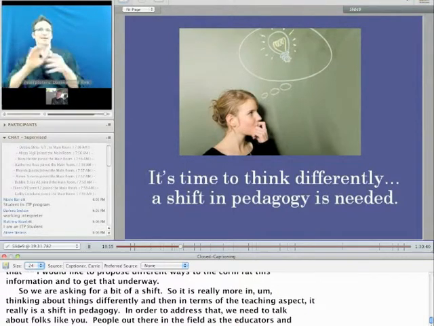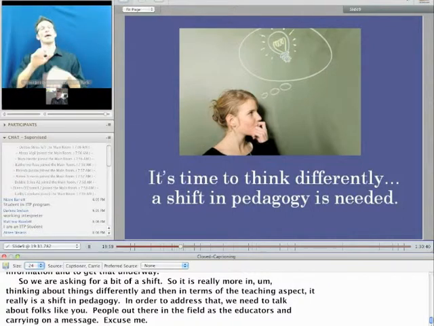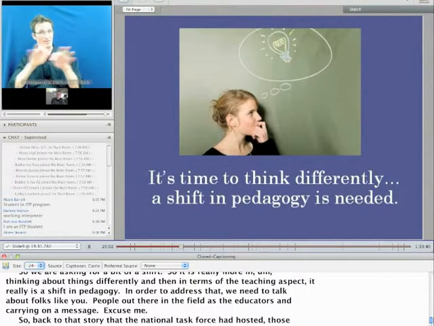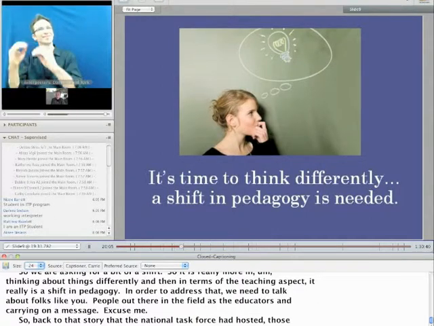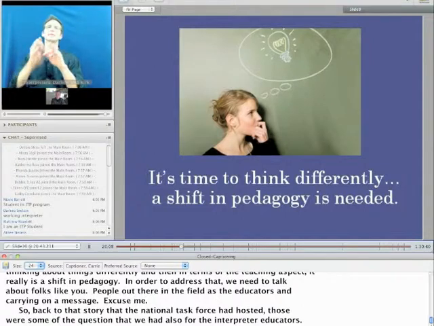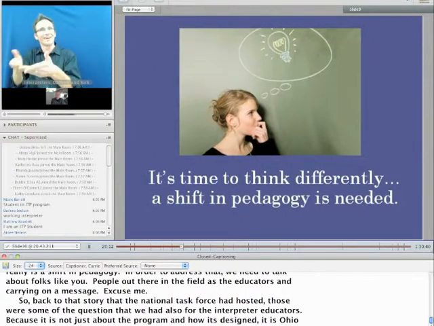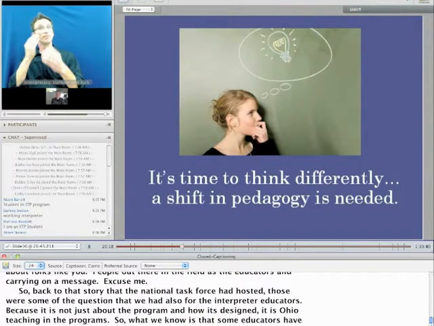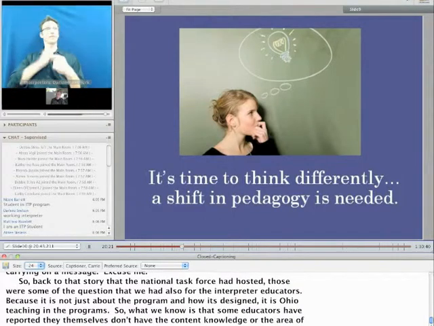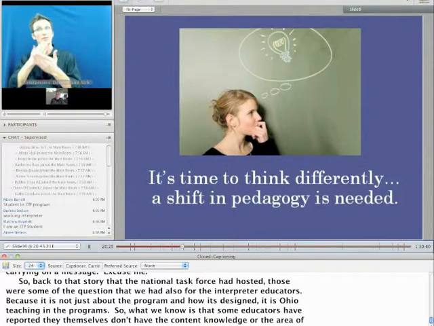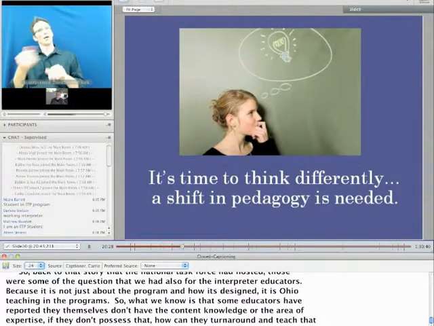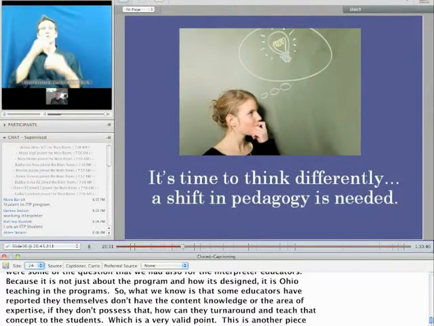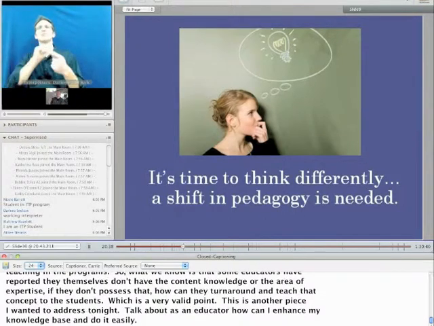So back to that survey that the National Task Force hosted, those were some of the questions that we also had for the interpreter educators, because it's not just about the program and how it's designed, it's who's teaching those programs. What we know is that some educators have reported that they themselves don't have the content knowledge or the area of expertise. If they don't possess that, how can they turn around and teach that content to the students, which is a very valid point. So this is another piece that I wanted to address tonight. We should talk about, as an educator, how can I enhance my knowledge base and how can I do that easily? So I wanted to encourage you to not only engage in this paradigm shift, but also a shift in your pedagogy.